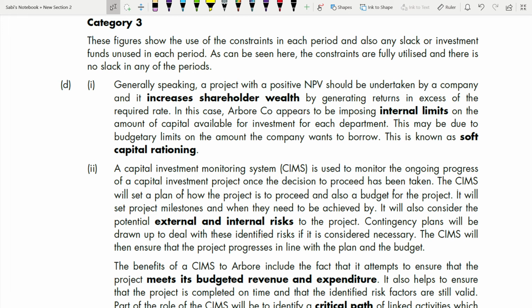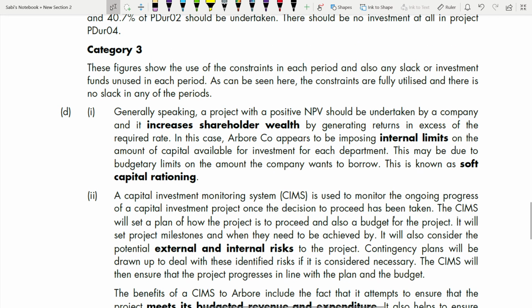I don't go through all the theory questions, but some theory questions I go through because I find that is very helpful and it will be repeated. Okay, so part D. First part is about why capital rationing.